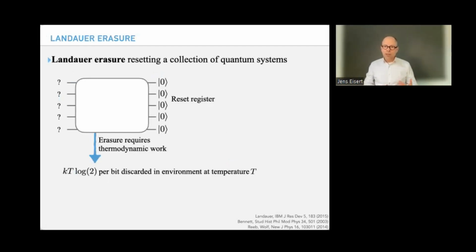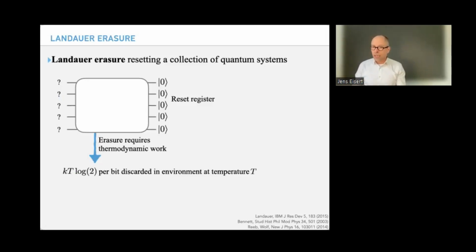And a good proxy, a good playground to discuss this question is so-called Landauer erasure. That's the primitive of resetting a quantum system or a collection of quantum systems to a fiducial state, like bringing them down and bringing them again to the all zero state. That's an important primitive, of course, in thermodynamics, but prominently in quantum computing or classical computing, where you have some system in an unknown state, you want to bring it down to the all zero state and reset it to have a fresh use of it later.